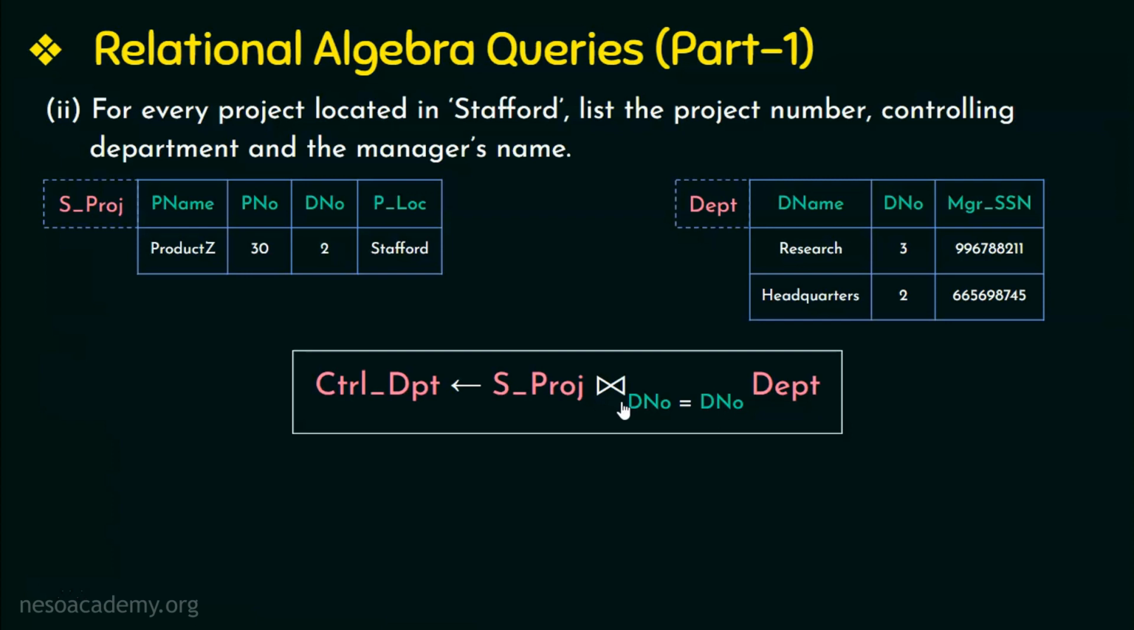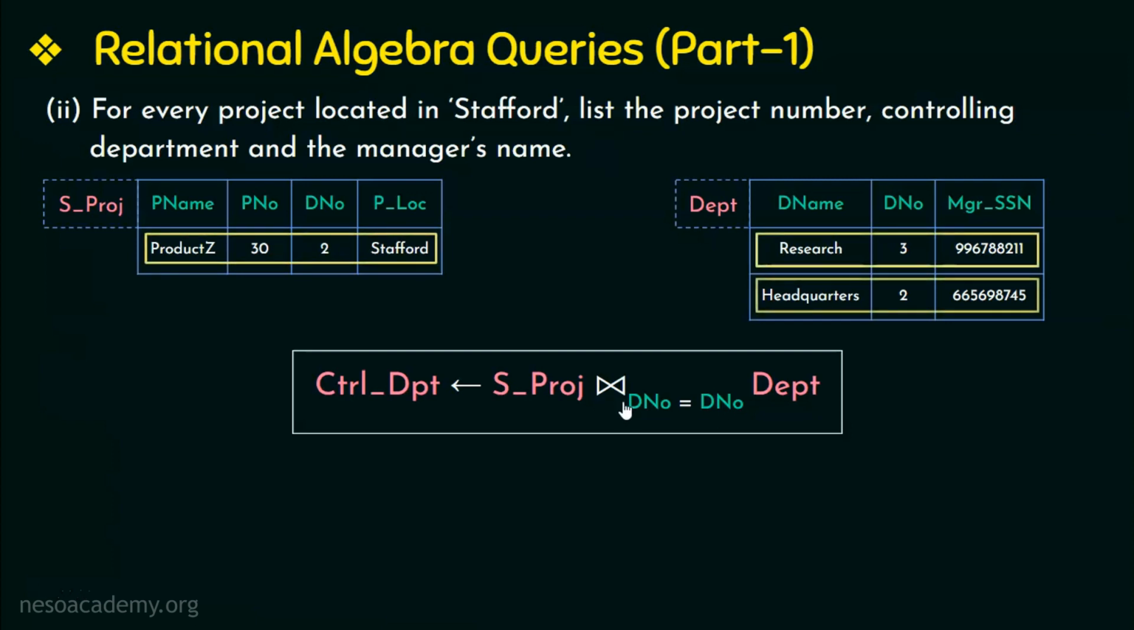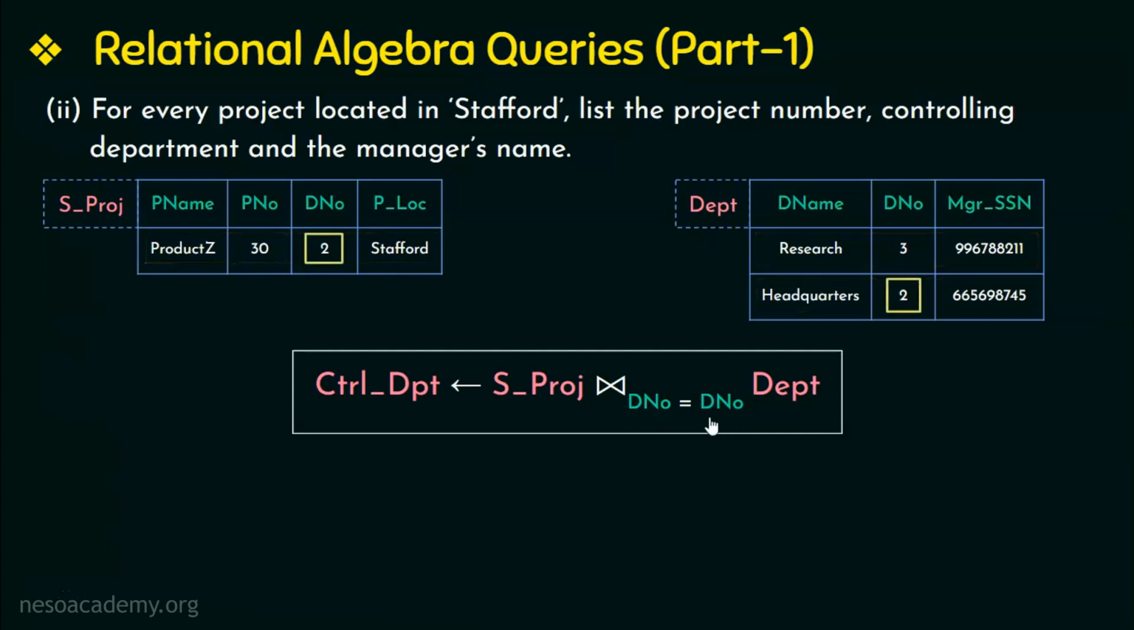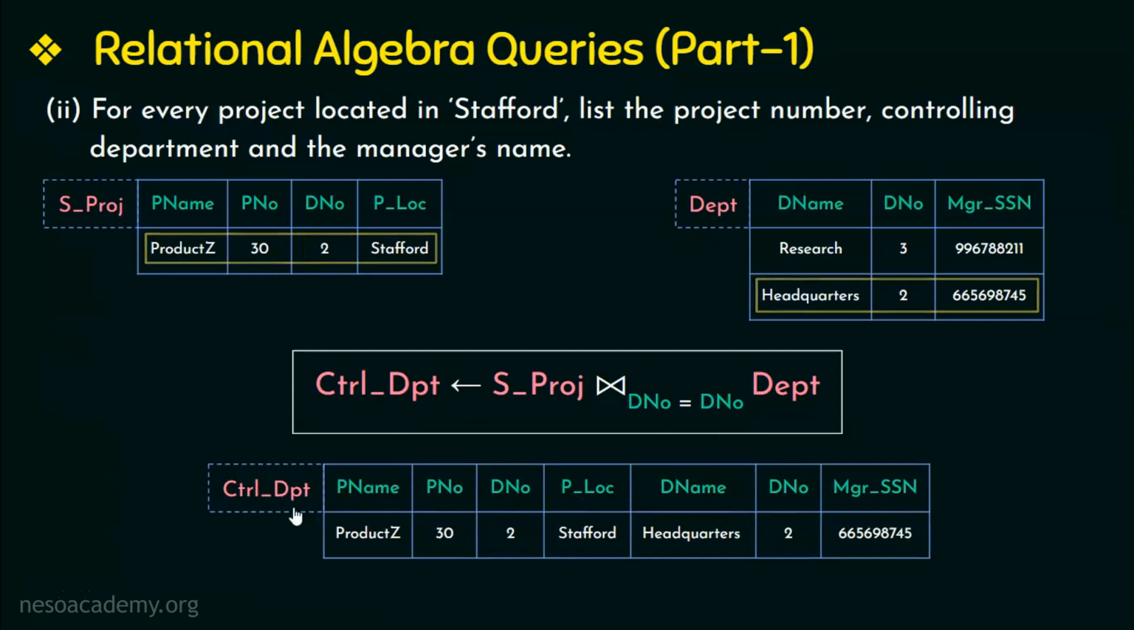We already know how the join condition works. Every tuple from the left relation combines with all the tuples from the relation on the right, and then the condition is checked. We see that there is only one tuple that satisfies the given join condition, and hence that combination of tuple is stored in this relation. So now from this relation, in addition to the project number and the controlling department, we also have the SSN of the manager of the project located in Stafford.